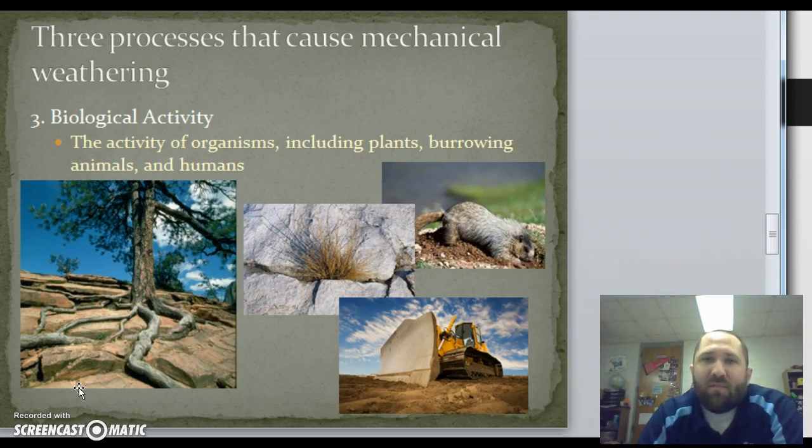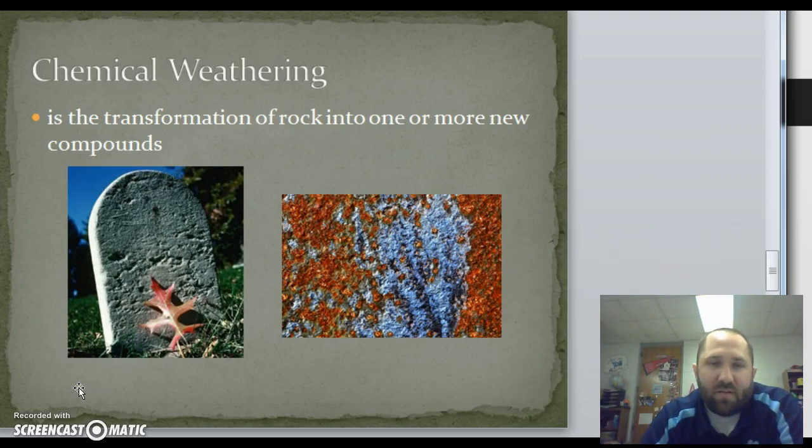The third process of mechanical weathering is biological activity. So any activity from living organisms, like plants rooting themselves into rock layers, animals burrowing tunnels to make their homes, and also humans just plowing up the land or cultivating it for our crops. All of those activities are going to cause the rock layers to break apart into smaller pieces, which then can be eroded away, eventually becoming sedimentary rocks.